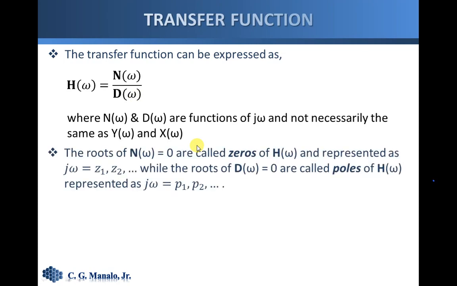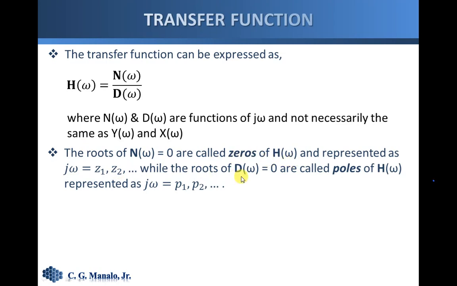Given an n of omega, we can actually get the roots of that phasor when we equate that to zero. If we equate that to zero, we will get several values for j omega, such as z1, z2, and so on. Now we call those roots zeros of the transfer function.